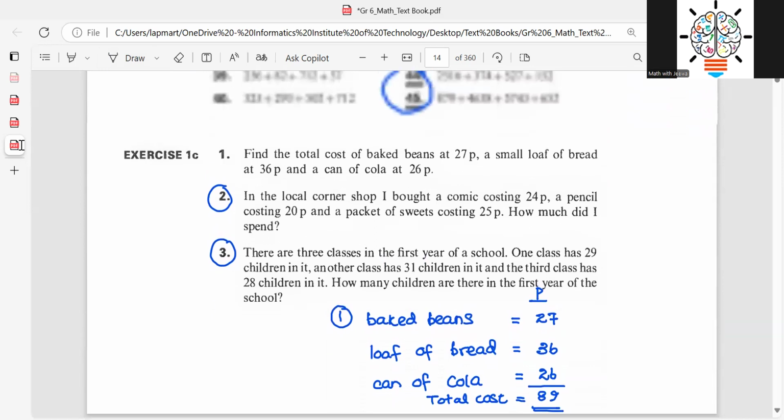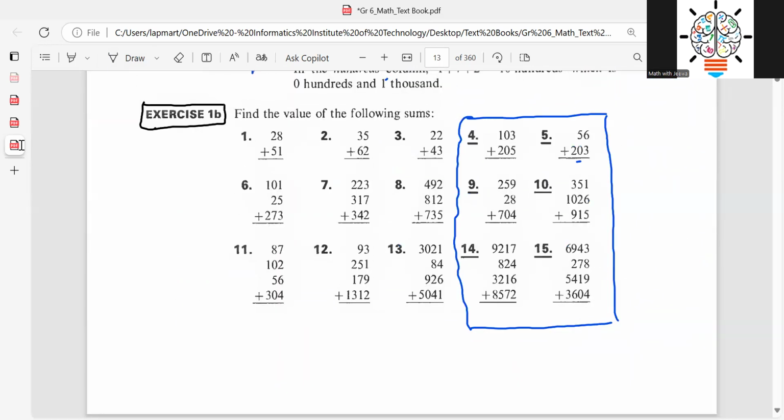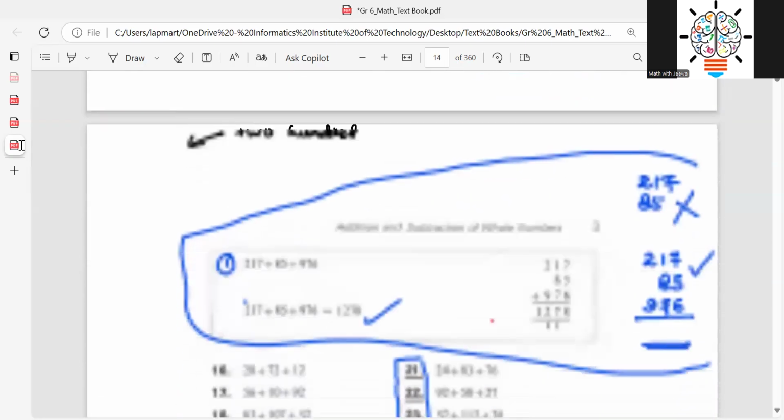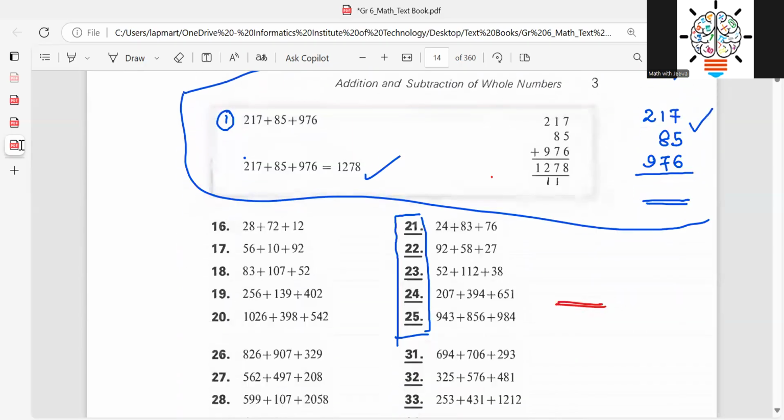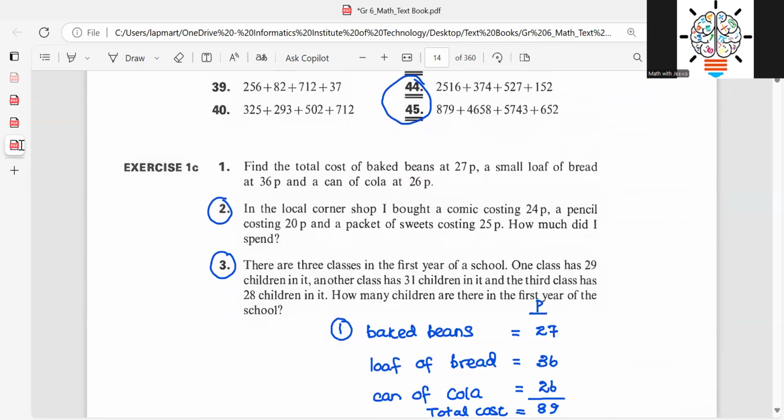Then let me explain the homework questions you have. Here you have exercise 1B, the underlined questions 4, 5, 9, 10, 14, 15. And in the same exercise, you have 21 to 25. And then you have question number 2 and 3 in exercise 1C.